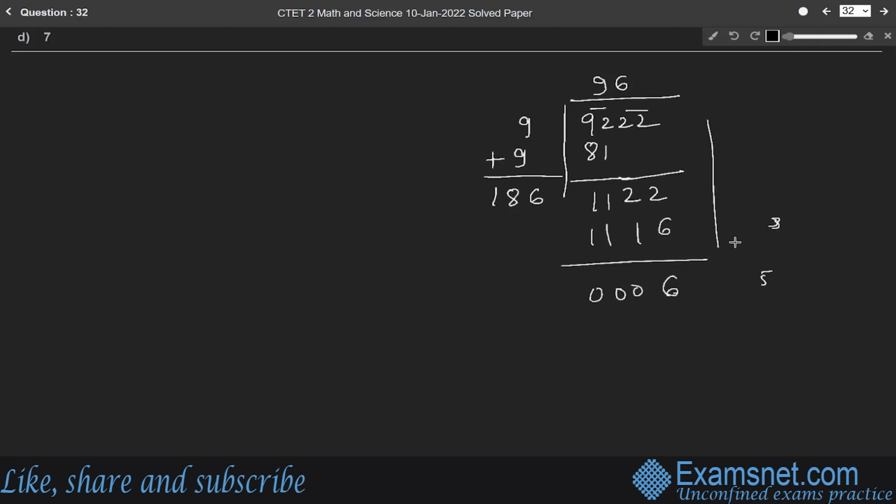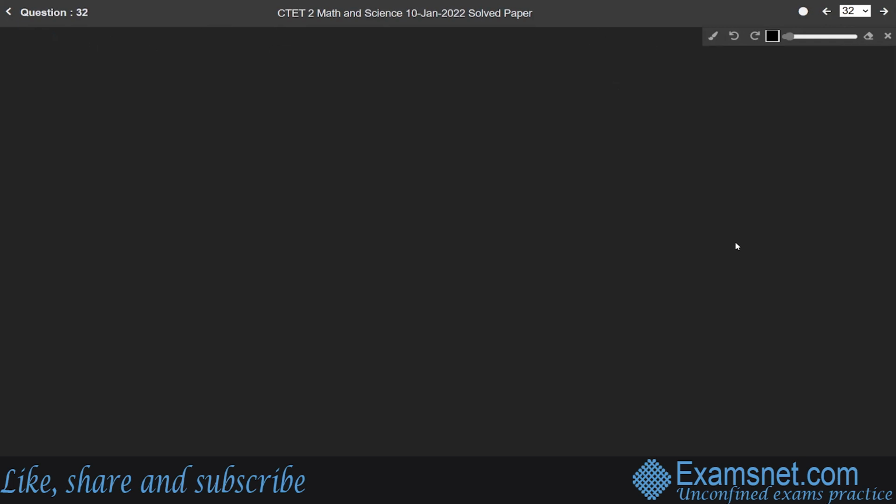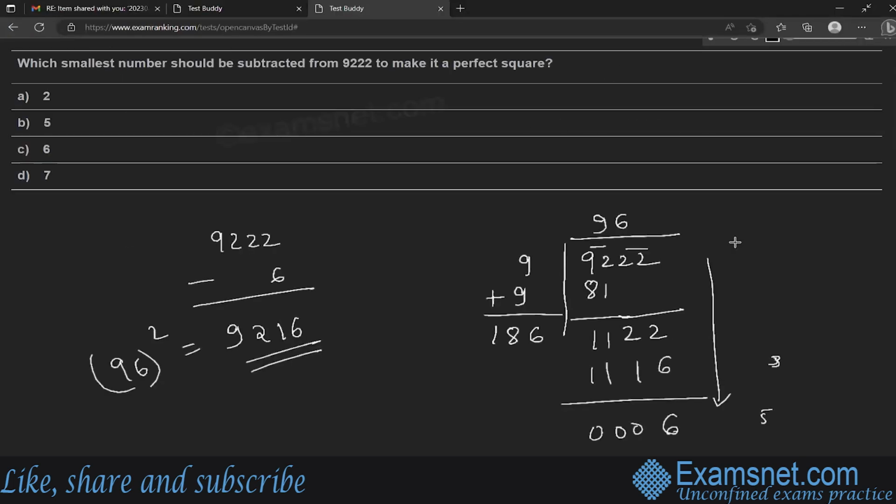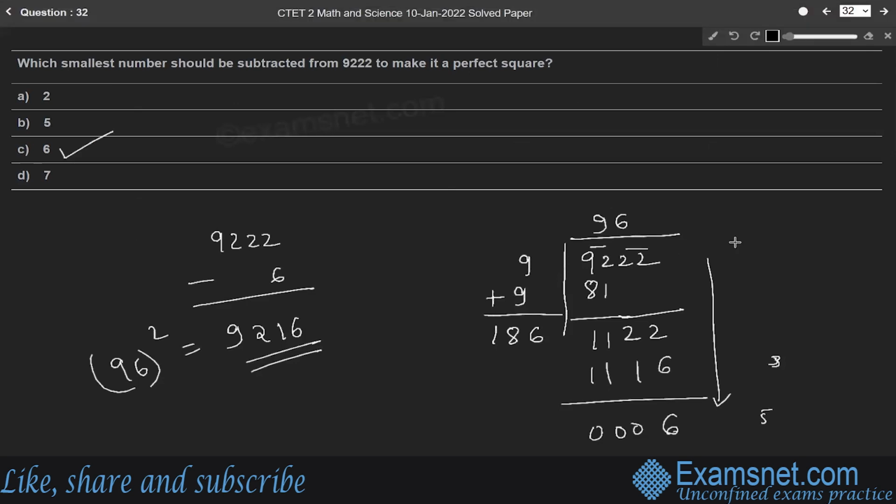6 is the remainder. So in order to make 9222 a perfect square, 6 must be subtracted from the given number. So here 9222 minus 6 becomes 9216, which is a perfect square of 96. Therefore, the answer is 6. The smallest number that should be subtracted from 9222 is 6. Therefore, option C is the right answer.